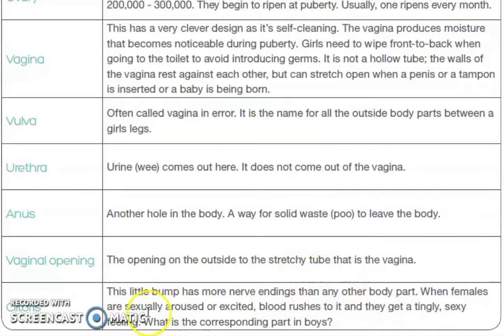Lastly is the clitoris. This little bump has more nerve endings than any other body part. When females are sexually aroused or excited, blood rushes to it and they get a tingling, sexy feeling. So this is basically the pleasure point.